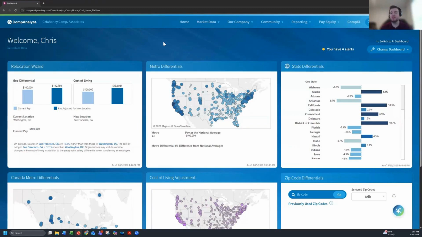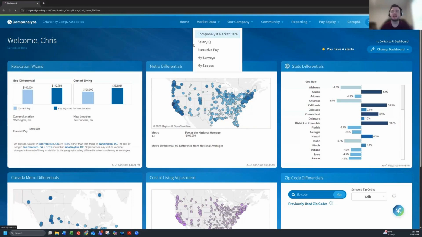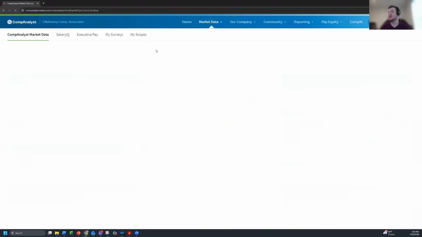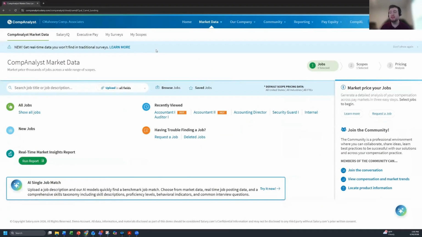So, to start us off, talking about data, just understanding from that outside perspective what's going on in the market, I'm going to jump us up into CompAnalyst market data. This Max model is an enhancement from traditional market data. If you're interested in learning more about that model, please reach out to your customer success manager. We're happy to spend some time showing you what that looks like.